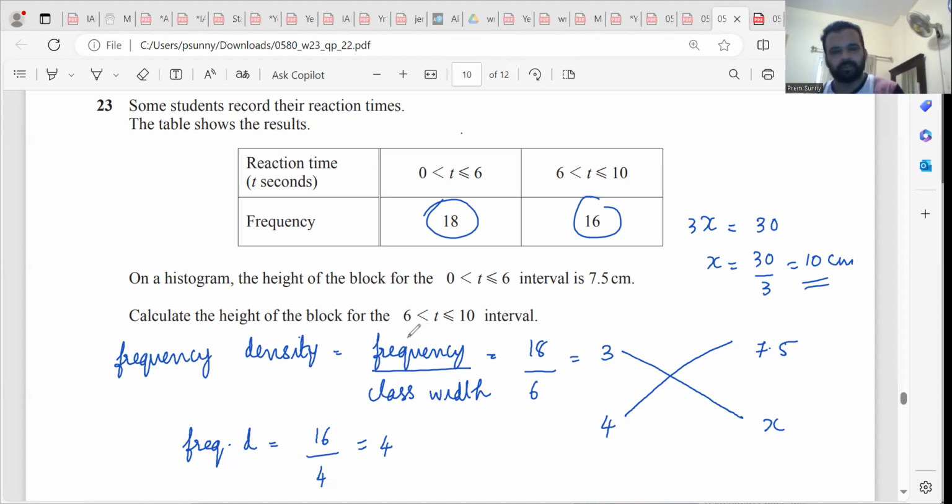So what we did was we found the frequency density. We saw it as 3 here. Now 3 was represented as 7.5 in the graph. I found out the frequency density for the second interval, that is, I got it as 4. What will be the representation of that in the graph? Cross multiplication is what you have to do. You'll get the answer as 10.